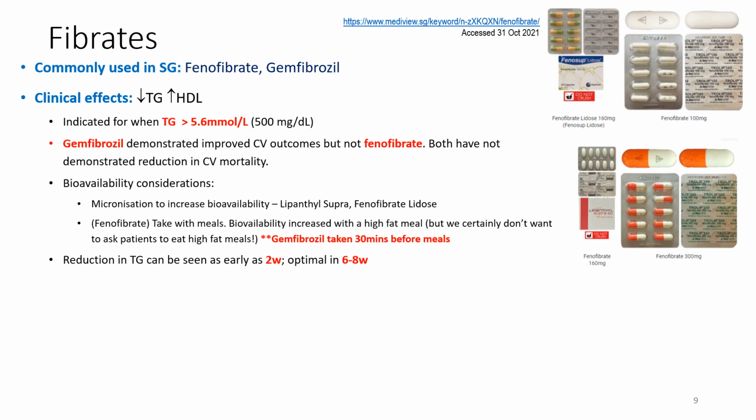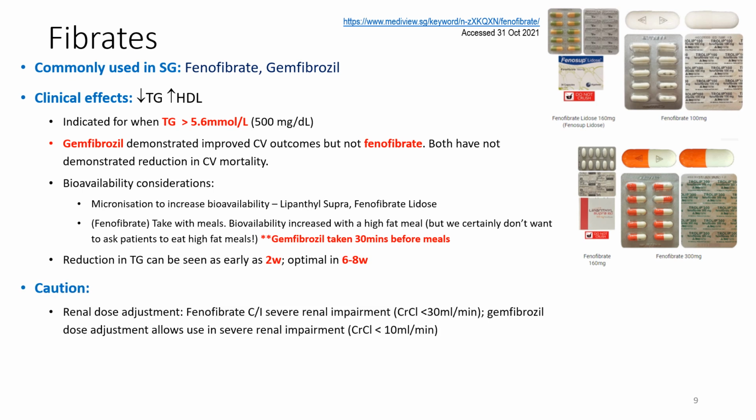A reduction in triglycerides can be seen as early as 2 weeks, and it can be optimal in 6 to 8 weeks. So if you want to monitor how people respond to Fenofibrate therapies, you can follow the usual monitoring that we talked about during the LDL series.